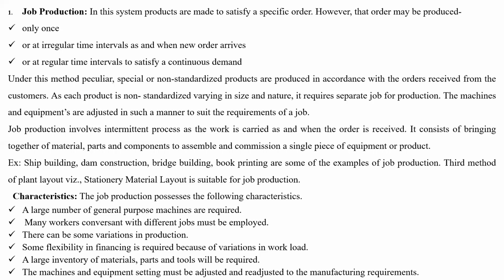So finally, we can say job production is a system used to produce a specified product, a non-standardized production process, or a specialized product. So usually here non-standardized products are made. Non-standardized means varying in size and nature, and requiring a separate job for every production aspect, every customer requirement. The machine and equipment are adjusted in such a manner to suit that particular job requirement.